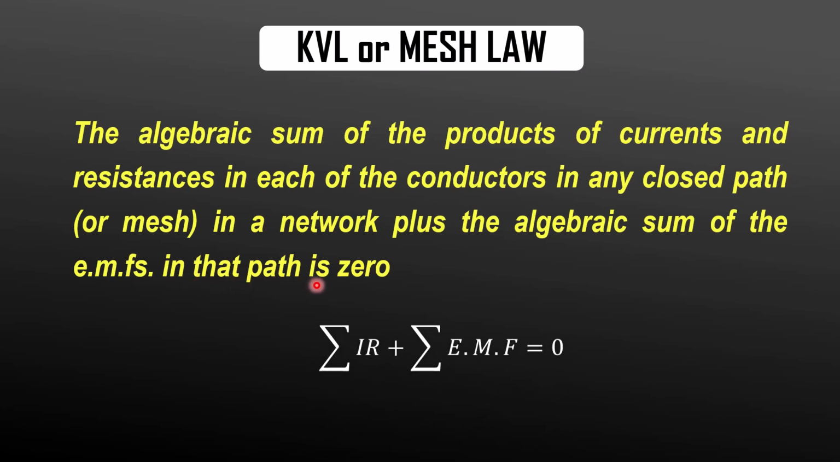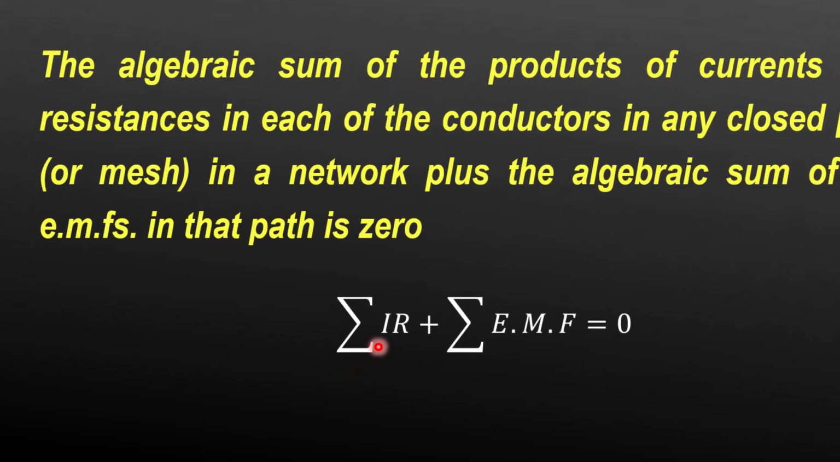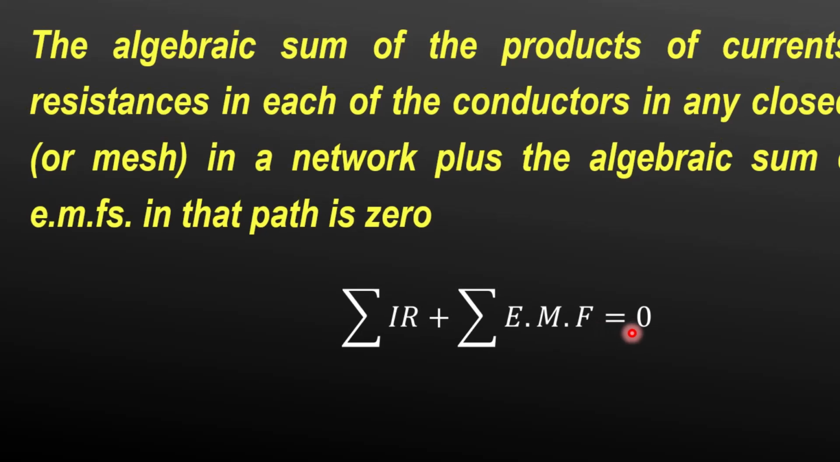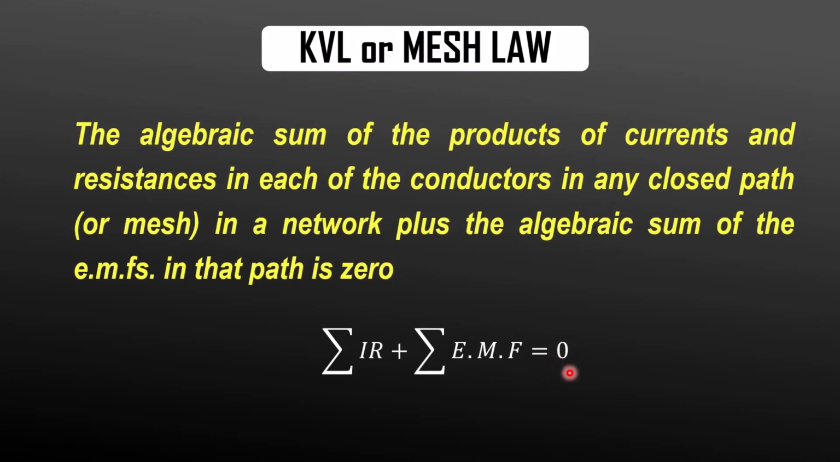So mathematically, you can see that summation IR is the algebraic sum of the product of current and the resistance, which becomes the voltage across the resistance, plus the algebraic sum of all the EMFs is equal to 0. So this is the KVL.